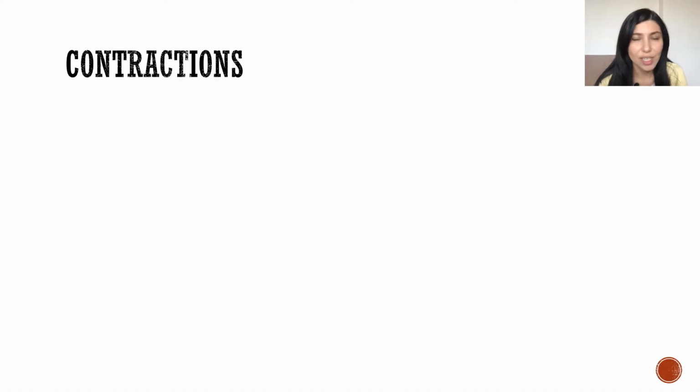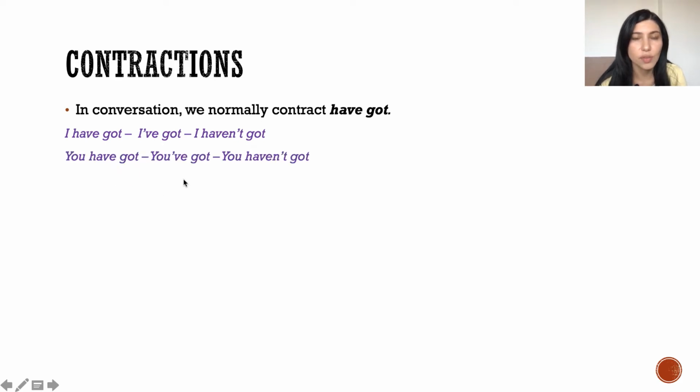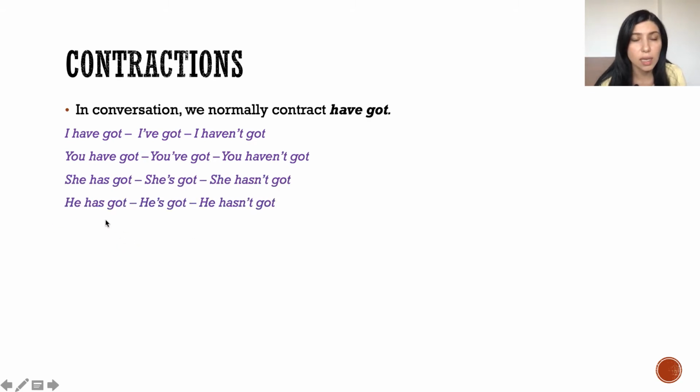Now let's talk about contractions. In conversation, we normally contract have got. So listen and repeat after me. I have got, I've got, I haven't got. You have got, you've got, you haven't got. She has got, she's got, she hasn't got. He has got, he's got, he hasn't got.